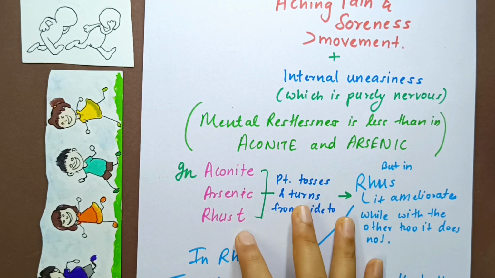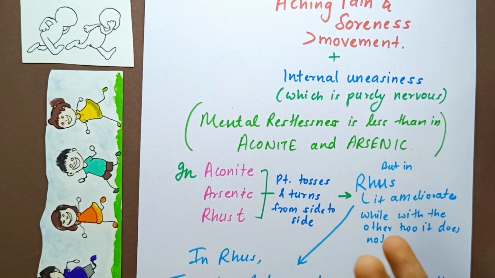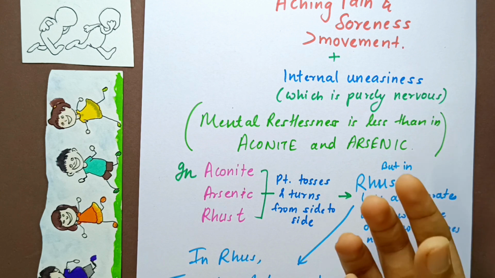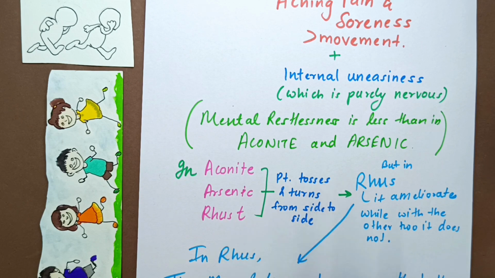Now in aconite, arsenic, and Rhus Tox, all three, the patient tosses and turns from side to side. That is the display of the restlessness that all these three remedies have. They keep on moving. What is restlessness? If you talk about it in other languages like Hindi or Marathi, it will be aswasthata. They cannot just keep still. That is what it means, right? They want to keep on tossing, turning, moving from side to side. So all these three remedies are restless and will keep moving.